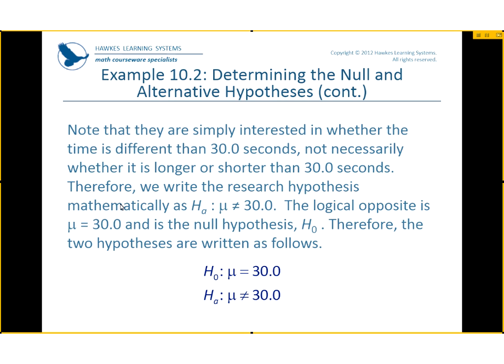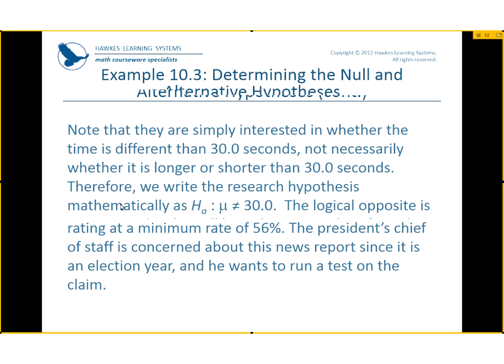So they're not interested in if it was above it or below it. They're just interested if it's different. So we're going to write our alternative, which is our research hypothesis: the mean does not equal 30 seconds. Because they don't care if it's above it or below it. They just want to know it's different. So that's when you give it that not equal sign. So that means the null is the mathematical opposite: the mean equals 30 seconds.